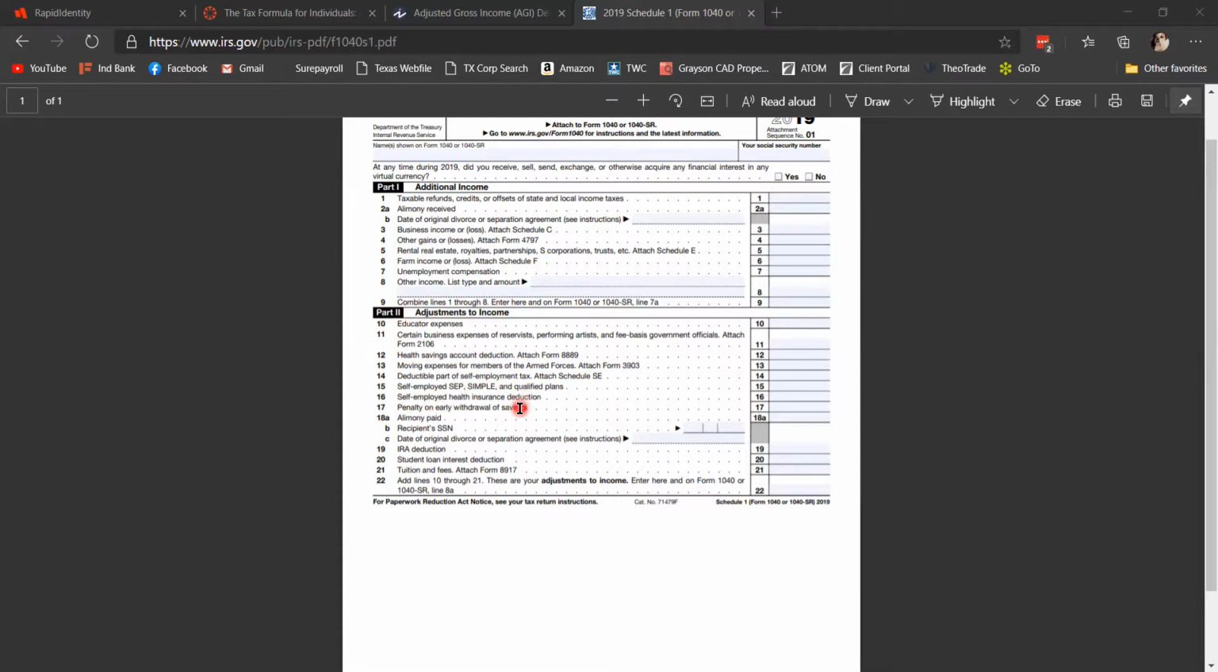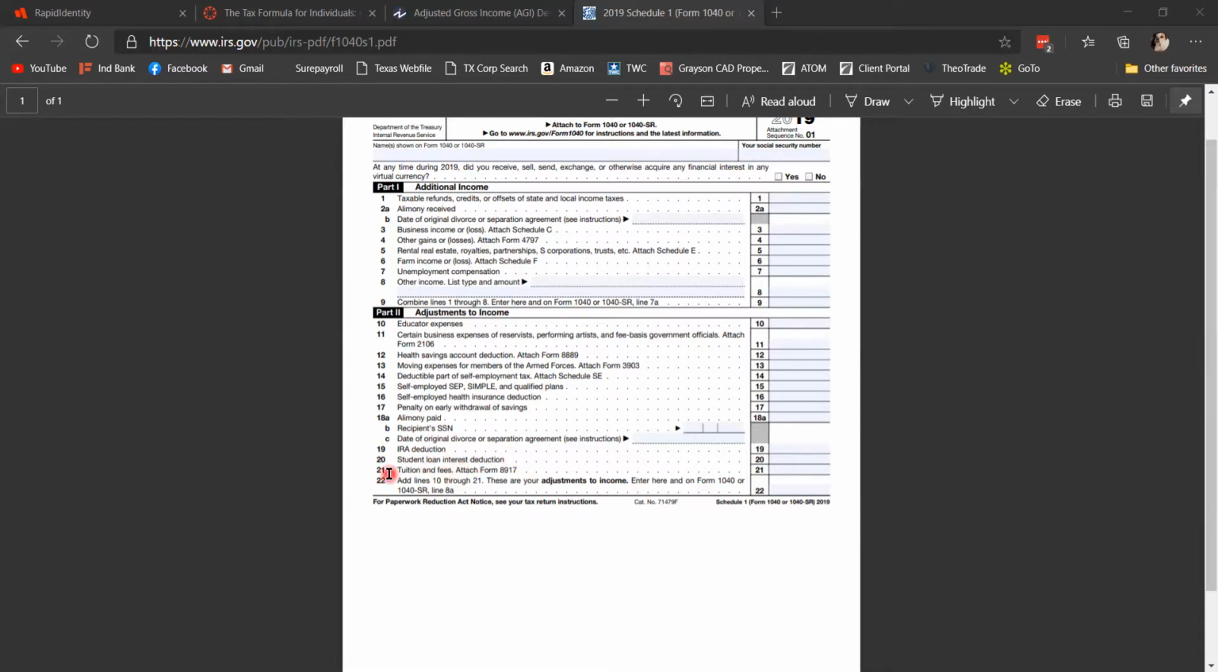So if you're self-employed and you pay for your own health insurance, you can get an above the line deduction for it. Penalty on early withdrawal of savings from like CDs and whatnot. Alimony paid. There's a special rule on this one though. It has to be a pre-2018 divorce that required alimony. And here's the big popular one, the IRA deduction. And that's the one that we see a lot. Student loan interest is also an above the line deduction. And we see this one quite a bit also.